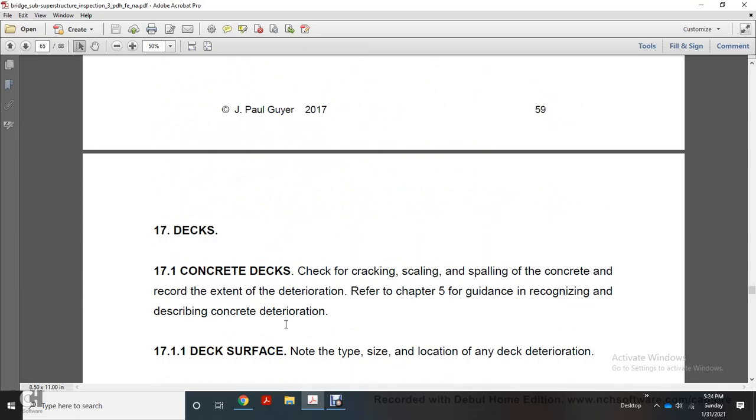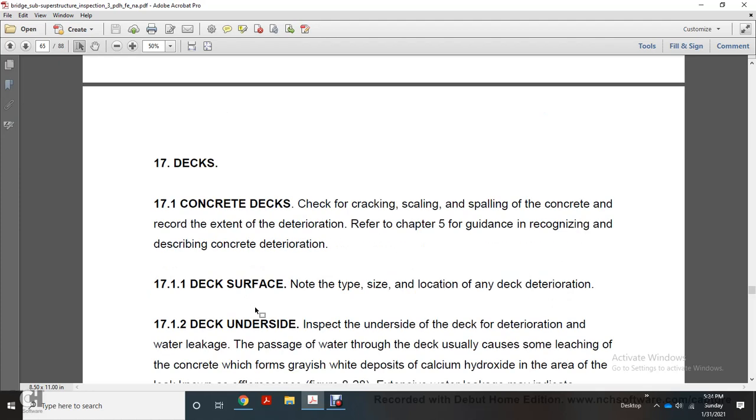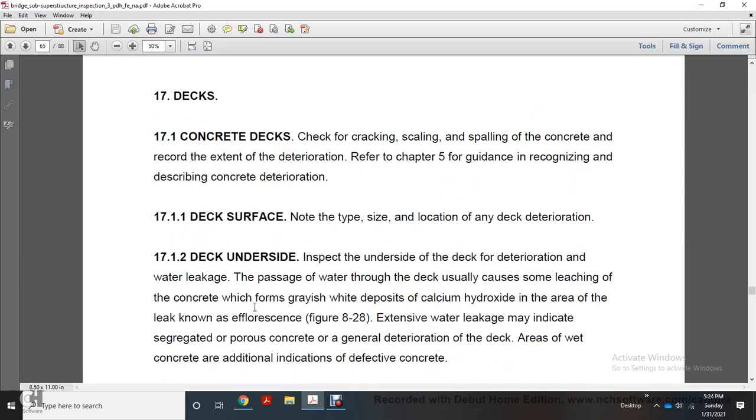17. Decks. Concrete decks. Check for cracking and spalling of the concrete. Record the extent of the deterioration. Refer to Chapter 5 guidance to recognize and describe concrete deterioration. Deck: check and note the type and location of the deck deterioration.